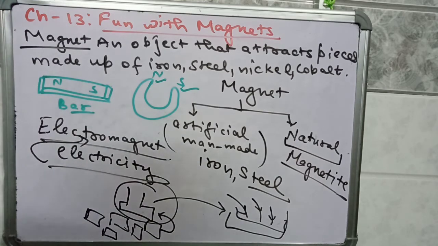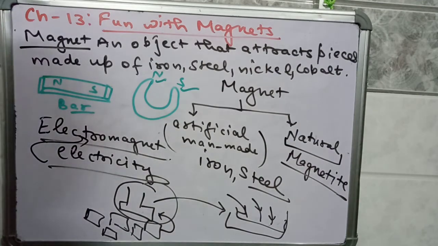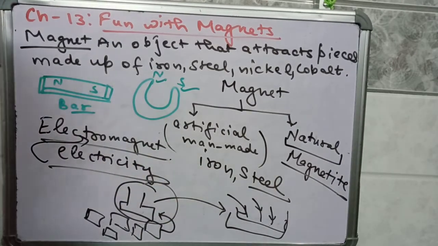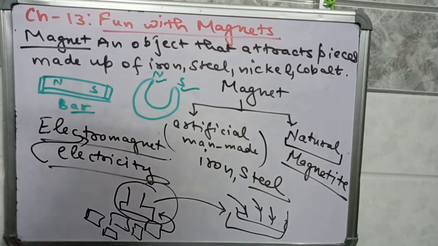For example, there is garbage in which aluminium is present, copper is present, and iron or steel pieces are present. So iron and steel will be attracted by the electromagnet, but it will not be able to attract the copper and aluminium. Hence you can separate the mixture of various metals from each other.